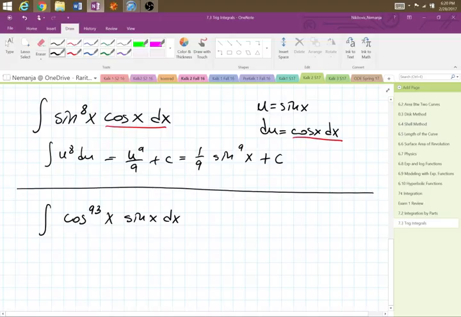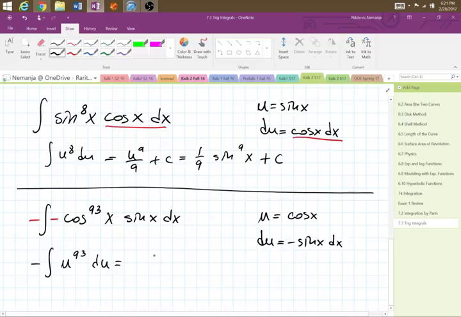Okay, this is way too much time. So u equals cosine x this time. du will be negative sine x dx, but I do not have that negative, so I'm going to fix that by inserting two negative signs there. And the whole integral becomes negative integral of u to the 93 du, which is negative u to the 94 over 94 plus c. And then finally, I don't care about u, I care about x. So we put negative 1 over 94 cosine to the 94th power x plus c, and we walk away.